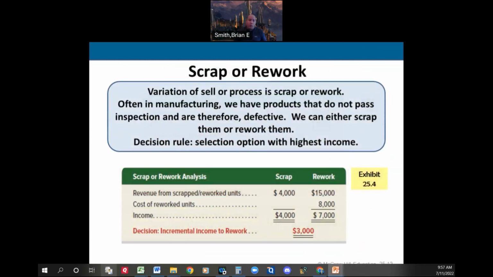All right, scrap or rework. Now, in Accounting 111, we talked briefly about inventory, and sometimes our products would come back from our merchandiser or our retailer broken, somehow defective, or whatever. And so the question is, what do we do with those in that inventory? Do we just scrap it and sell it for scrap, or do we rework it and sell it again? This is how you get refurbished equipment. This is exactly the decision they're making.